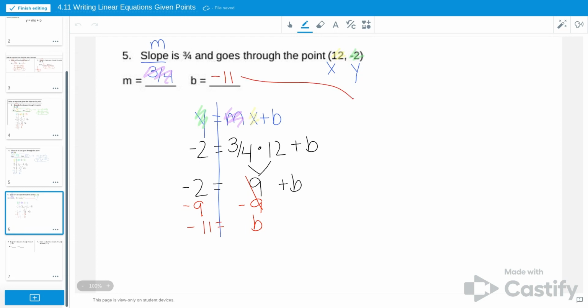So now I can write my equation in that form, y equals mx plus b. So y equals my m, which is 3/4 x, plus my b, which is -11.